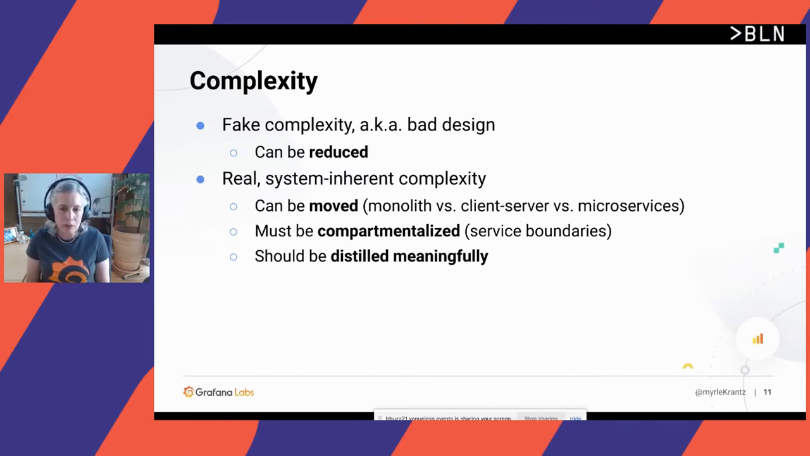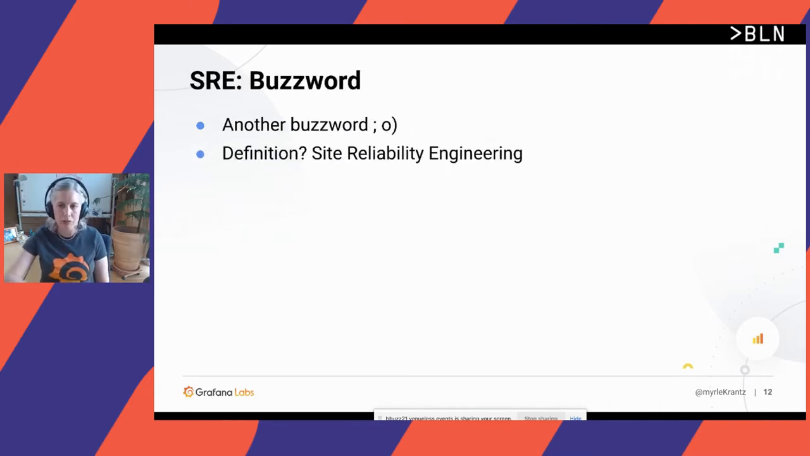It should be possible to distill certain aspects of a complex system meaningfully in order to be able to observe it. And this brings us to the next question: who is observing it? Well, the SREs are observing it, your site reliability engineers. Another buzzword, right? So what is a site reliability engineer?